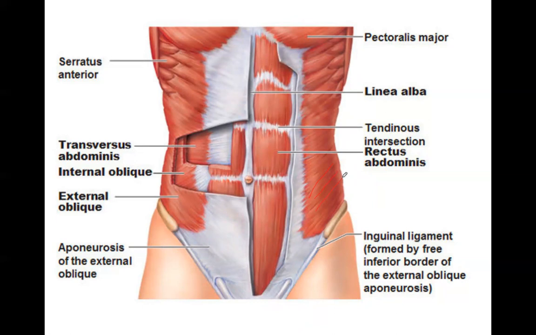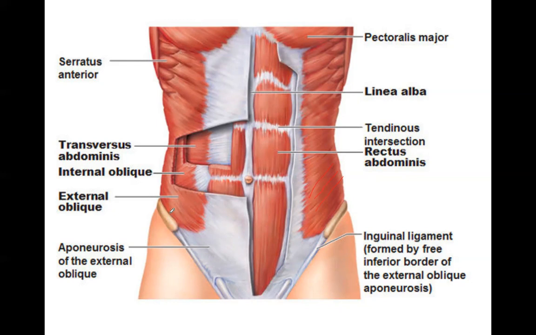The external abdominal obliques have their origin at ribs 5 through 12 and the dorsal and lateral body wall. And they have their insertion at the linea alba, which is this white line right here, where the abdominal aponeurosis comes together. And they also have their insertion at the ilium along the iliac crest.